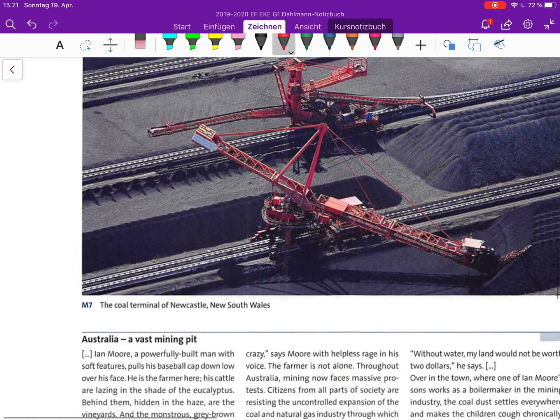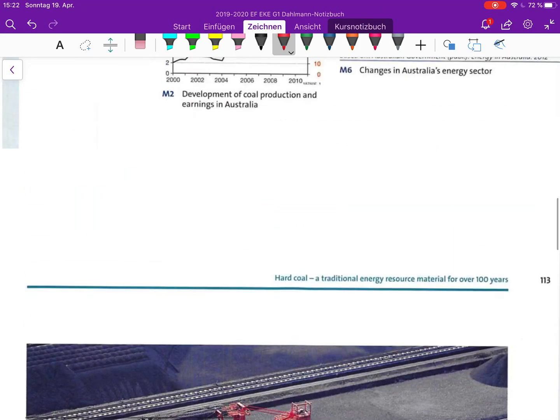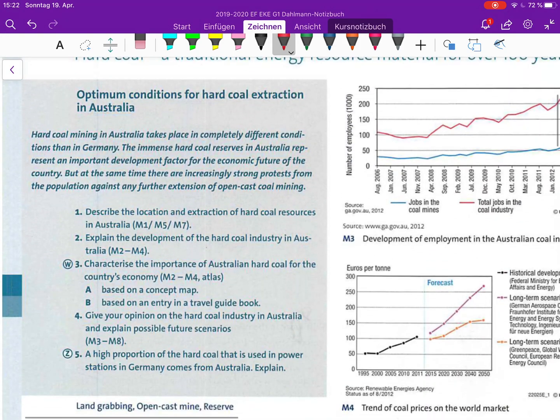That's the next page. The coal terminal of Newcastle, South Wales. You know these large excavators. We have bigger ones here, even in Germany. However, here you can see that the coal is just left on the surface, so they don't have to build tunnels. That's why it's so cheap.